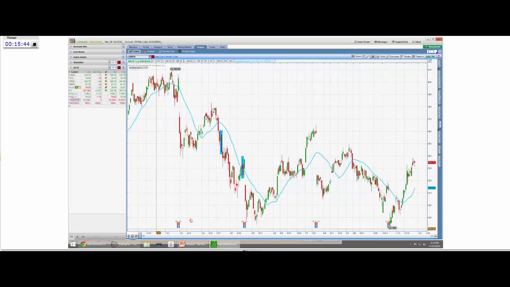But let's see if there's any others here along the way. Right in here. Yeah, no, there was this one recently, but this is a bit of a stretch. When it's too far away from the 20 like that, I don't generally like jumping in on them. I feel like I'm chasing rather than waiting for a pullback. So there was one here, but I would not have taken that one.